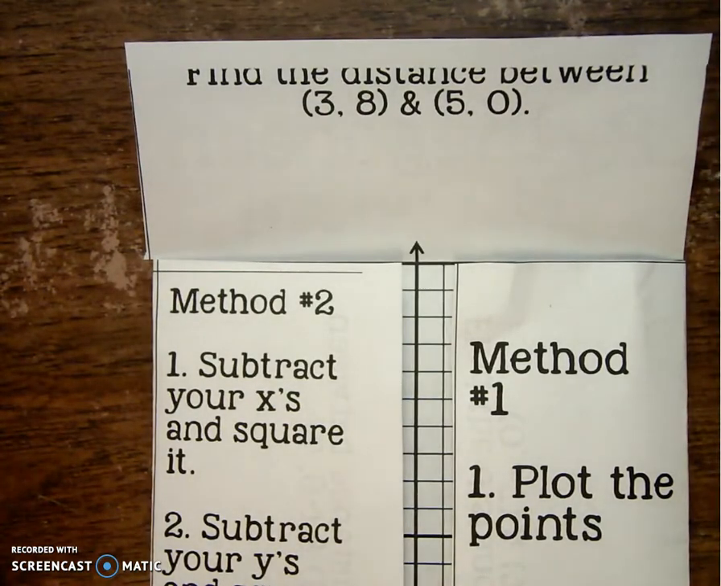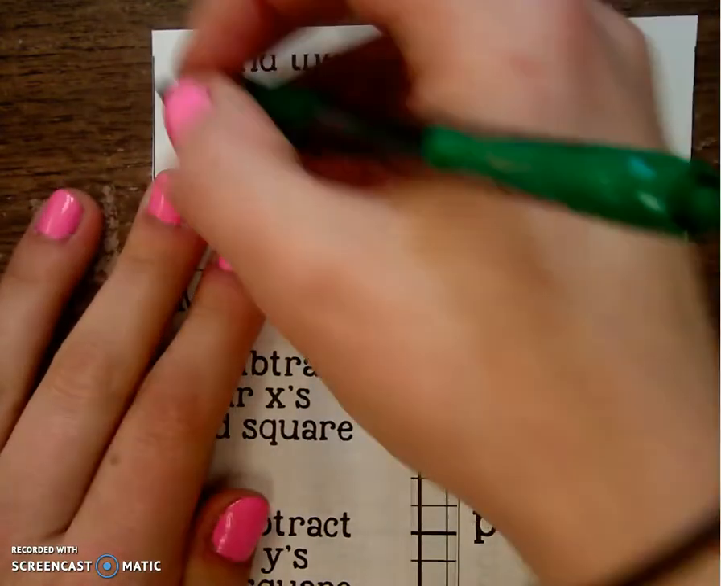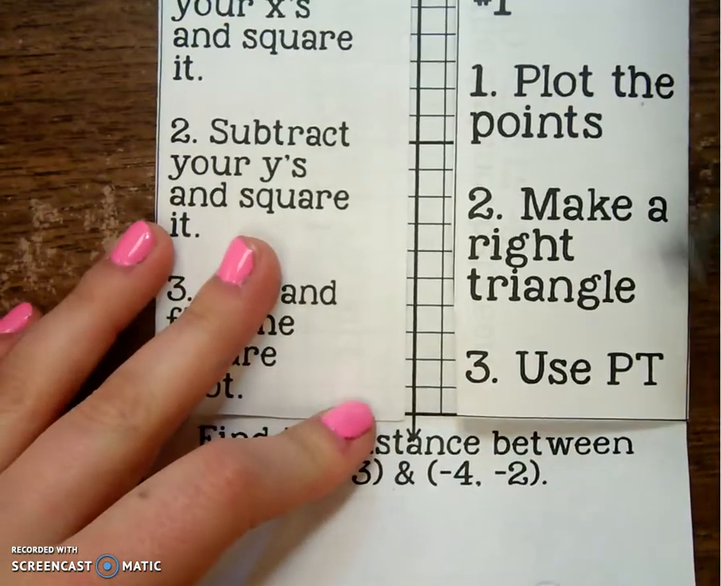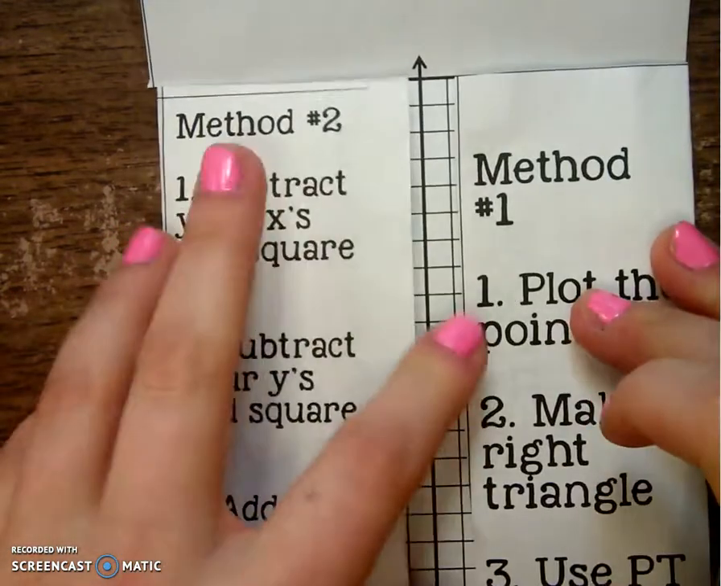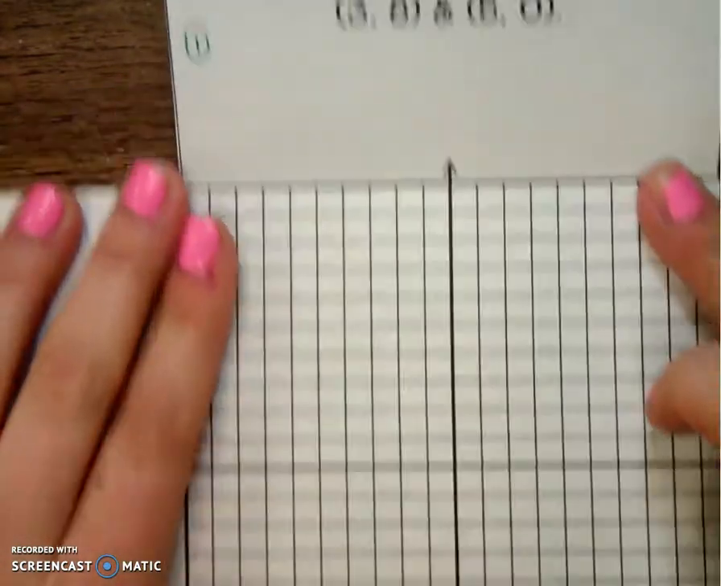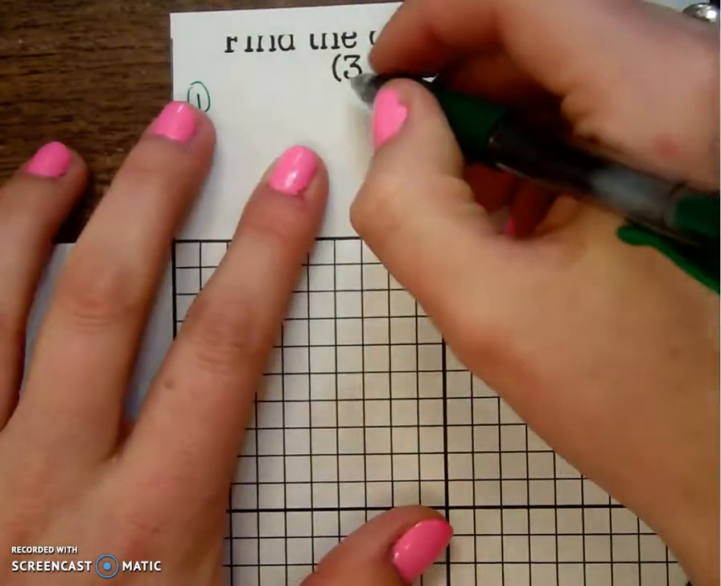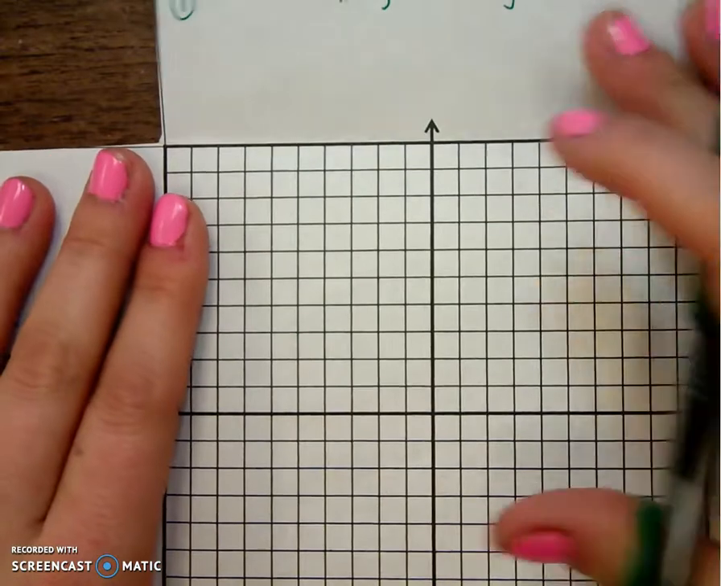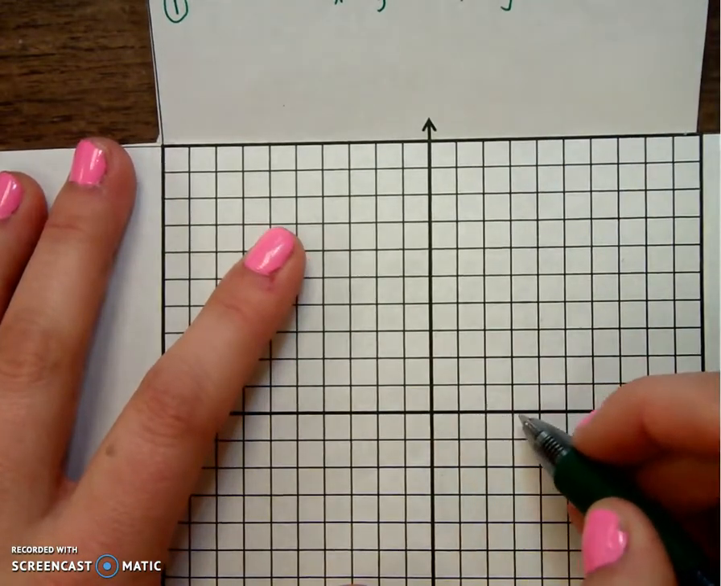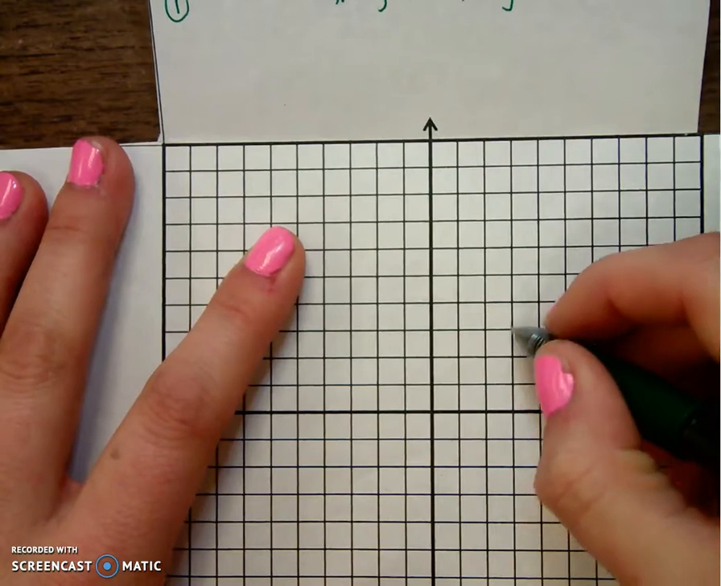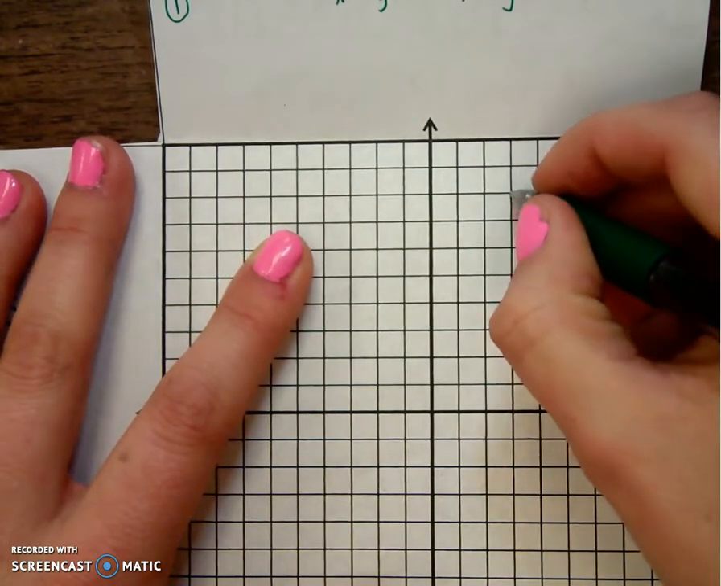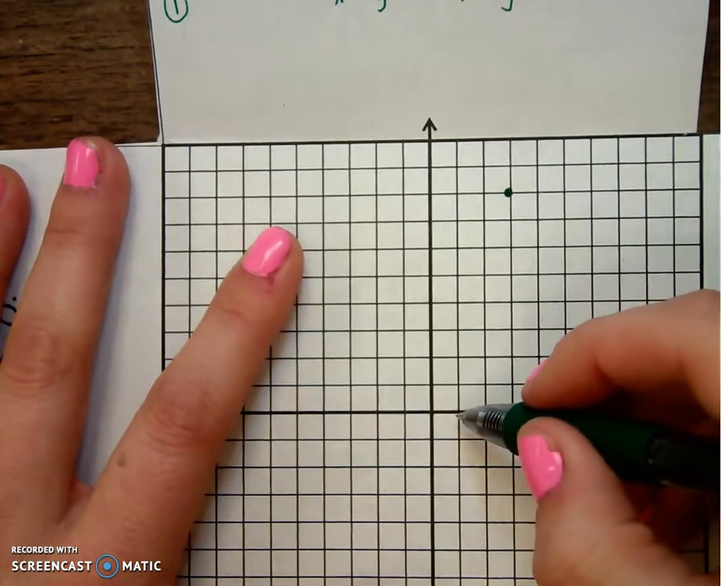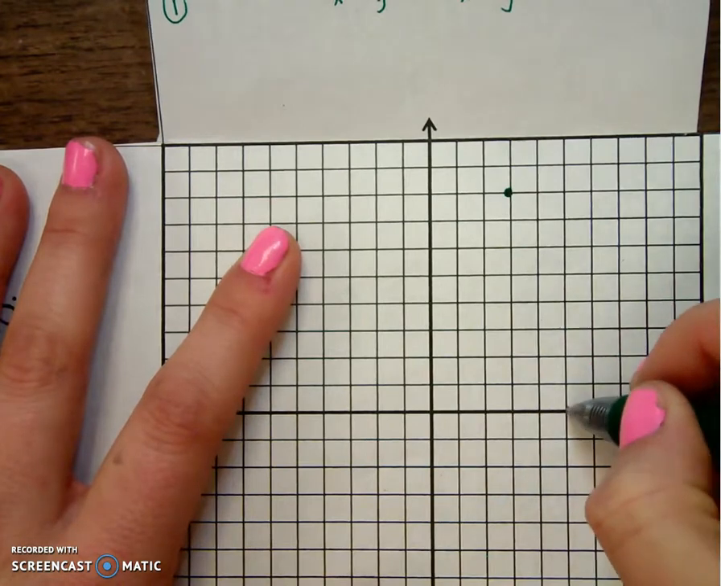The first thing that we can do, method 1, says that we can plot the points, make a right triangle, and then use the Pythagorean theorem. So on the inside of your coordinate plane, we're going to plot the points (3, 8), that's our x and y pair, and (5, 0). I'm going to the right 3 and up 8, 1, 2, 3, 4, 5, 6, 7, 8. And then (5, 0), right 5.